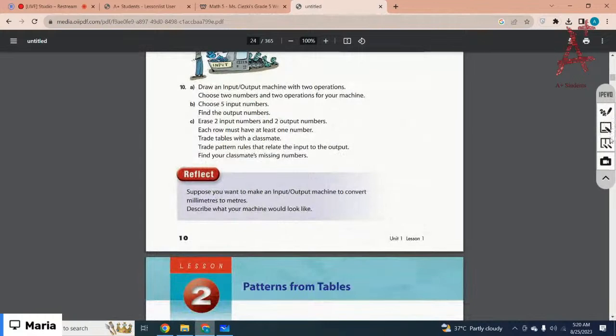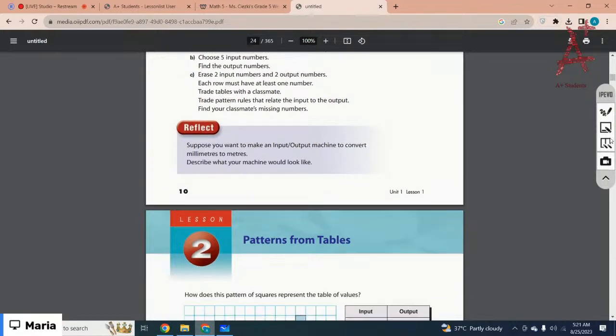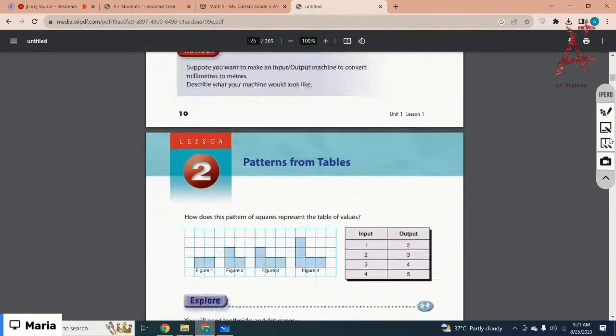Question number 10 is draw an input output machine with two operations. Choose two numbers and two operations for your machine. Choose five input numbers. Okay, leave it. You can just look at the examples and make the machine for yourself. Let me just start with the next lesson, that is patterns from tables.